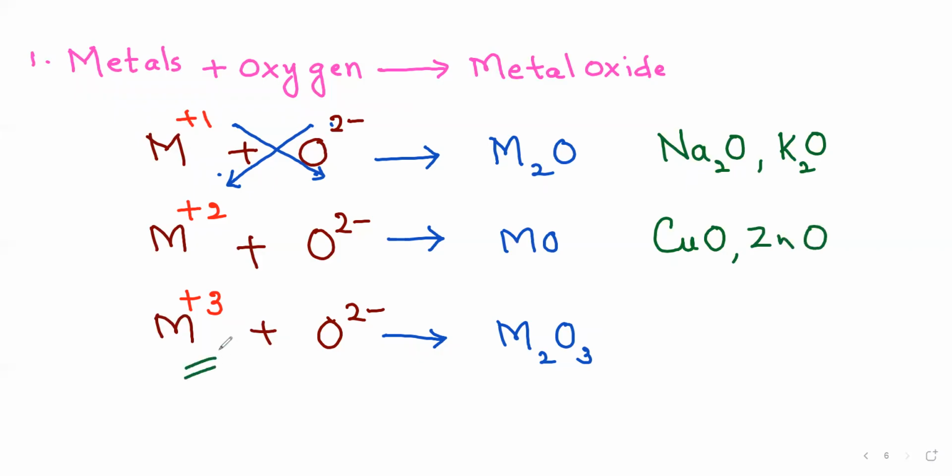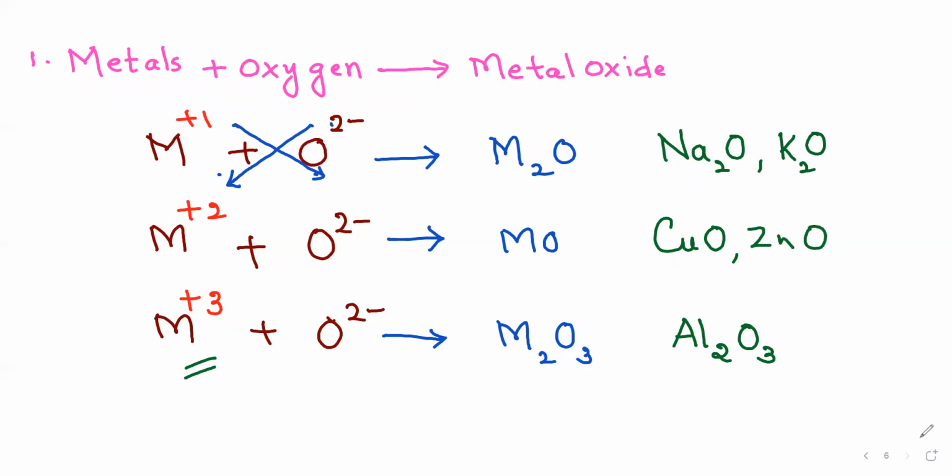And for valency 3, we have only one metal, which is aluminium. So aluminium is 3 and oxygen is 2, so we get it as Al2O3. So I hope everybody understood that any metal, when it reacts with oxygen, gives you the corresponding oxide.